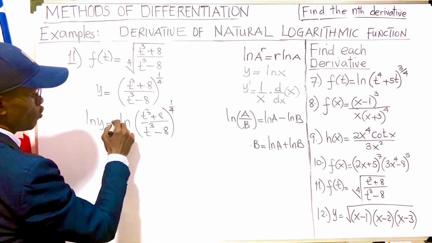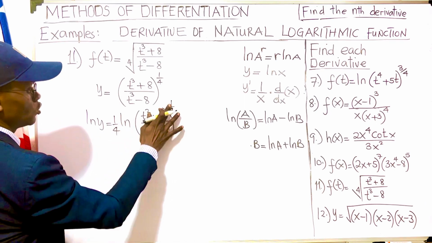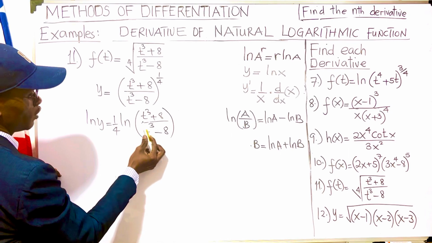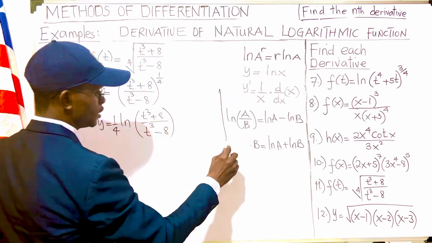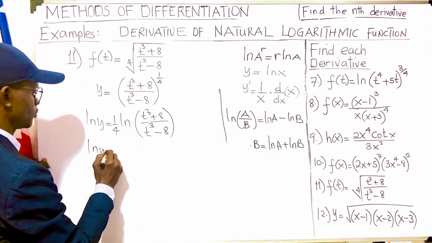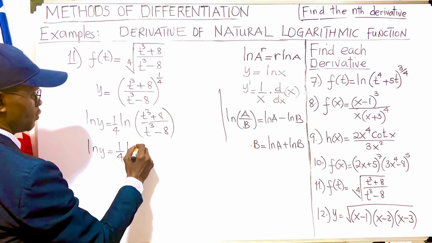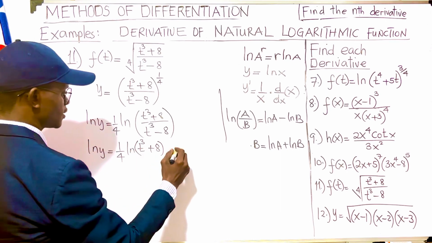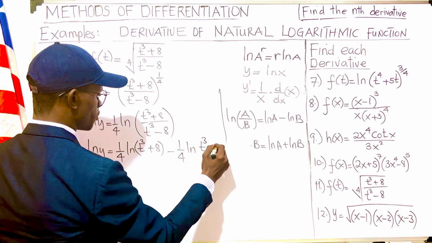So this 1 over 4 can come downward, so it's no longer here. Now this leads us to ln of a over b. Ln of a over b is just equal to ln of a minus ln of b. So it's ln of y equals 1 over 4 ln of a, which is t cubed plus 8, minus 1 over 4 again, ln of t cubed minus 8.